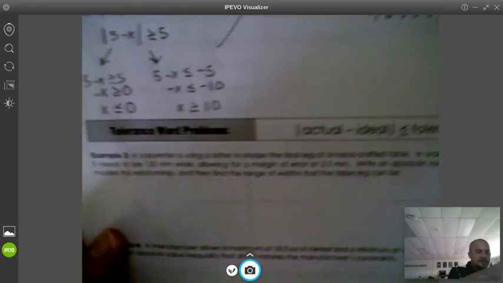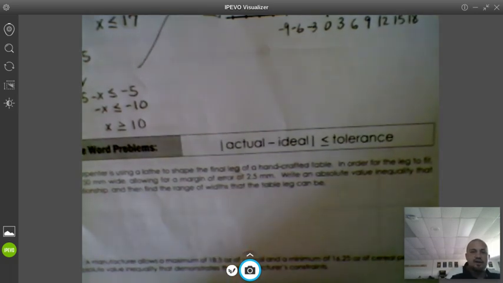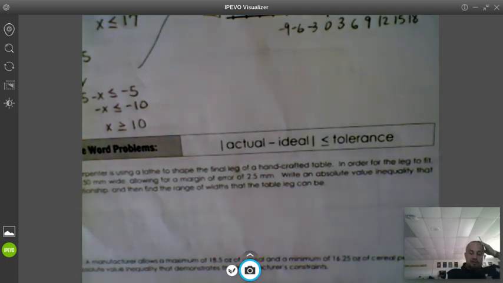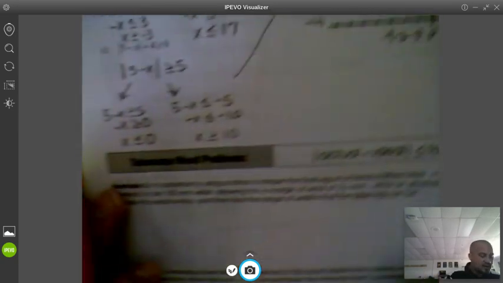Okay, let's go to our tolerance word problems at the bottom. There is a formula for the tolerance. It is the absolute value of the actual, so what it actually is, minus the ideal. The ideal is what we want it to be, is less than or equal to tolerance. The tolerance is how much we will tolerate it being off. It could also be called the margin of error, how much we're okay with it being off by.